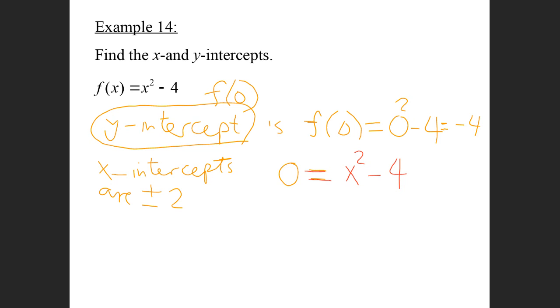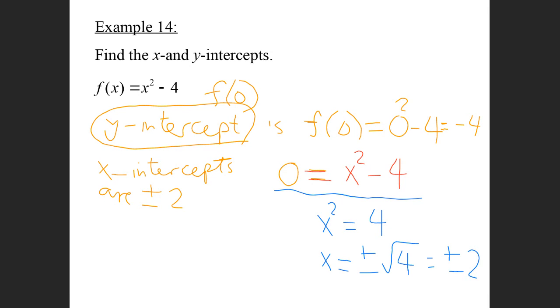Or simply, this equation is easy to solve. Just move this 4 to this side. X squared is 4. Take the square root: x is the square root of 4, right? But we said in the previous meeting, for square roots, you have to add what? Plus or minus, right? Therefore, the final answer is plus or minus 2.